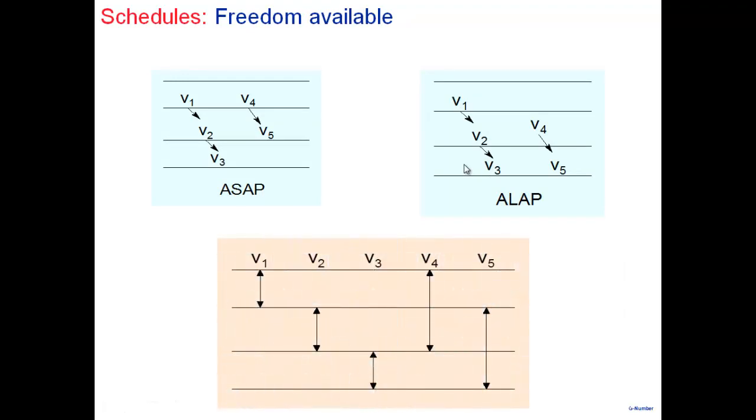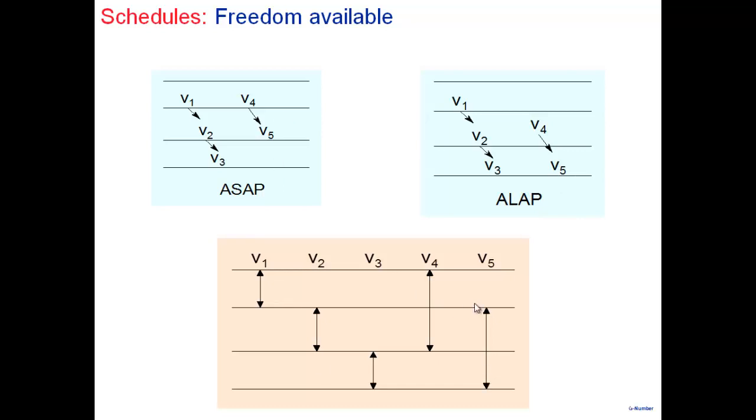So what we can do is, we can say, well, what is the freedom available in scheduling? If I look at V1, one extreme and the other extreme, let's say, then V1 has to be scheduled in first clock cycle. V2 has to be scheduled in second clock cycle. V3 has to be scheduled here. V4, if I look at it, I can schedule it here or I can schedule it here. So we can say this is the freedom available. And V5, similarly, can be scheduled here or can be scheduled here. So this is the freedom available here.